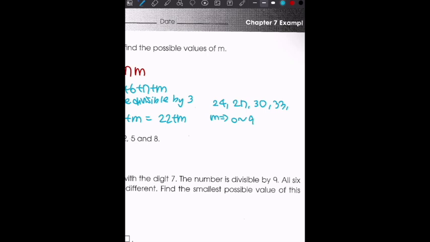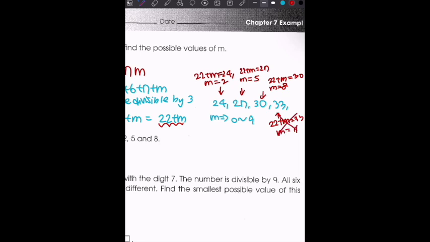we can add, to get to 24 from 22, if 22 plus m is 24, m can be 2. If 22 plus m is 27, m can be 5. If 22 plus m is equal to 30, m can be 8. And for 33, if 22 plus m is 33, then m has to be 11. So this one would not work since m is now 2 digits. So the possible values of m would be 2, 5, and 8.